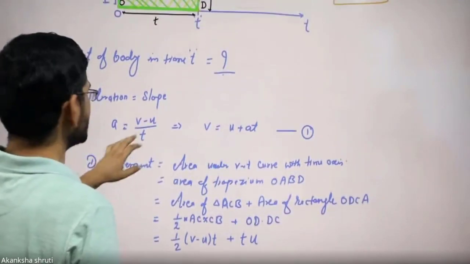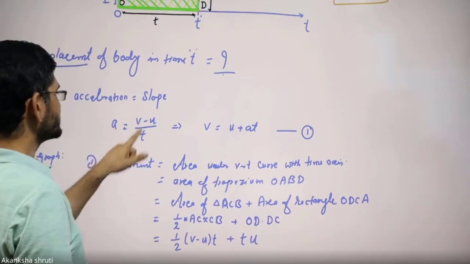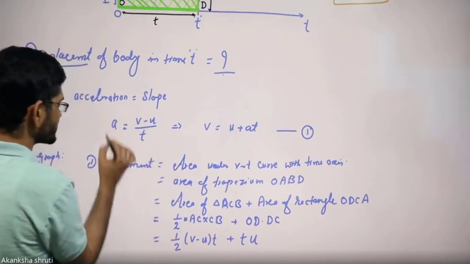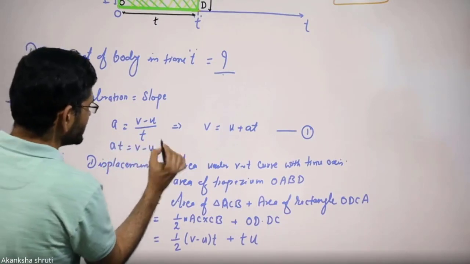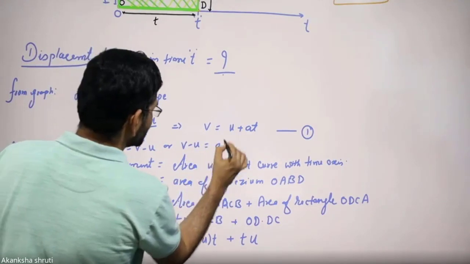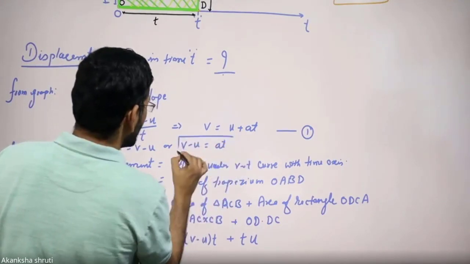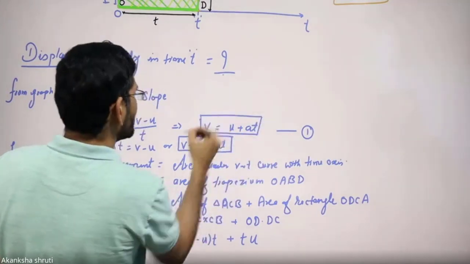Now, students, from the slope we have just calculated, A is (V minus U) by T, or just by cross multiplication, we are getting AT is V minus U, or V minus U is nothing but AT, or even, students, the same is written as V is equal to U plus AT.